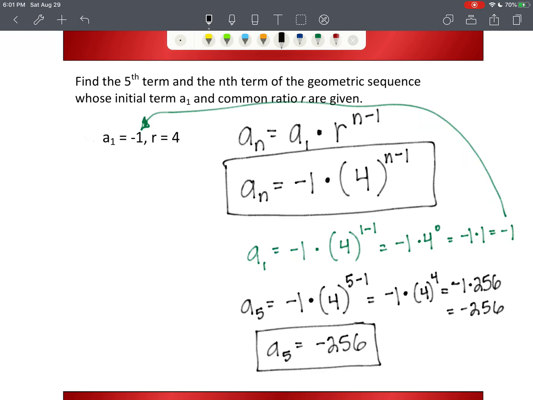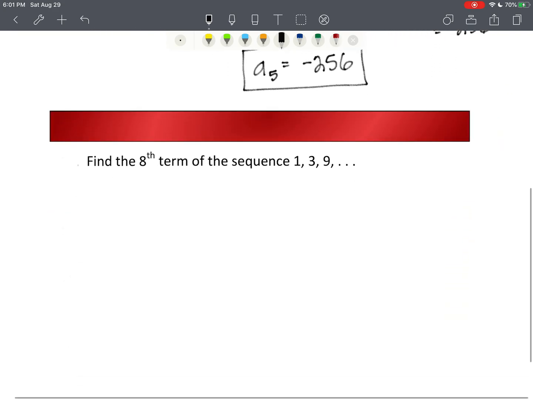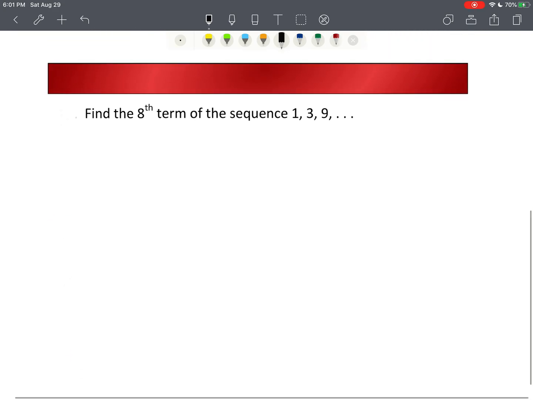And that's how you write the formula and then use the formula to find a specific term. So let's see how far you can get on this next problem. Find the 8th term of the sequence 1, 3, 9, and we want to find the 8th term. We're going to try and do this with formulas, so see if you can write the formula for the nth term and then use it. If you're still a little stuck, I'm going to go through this problem. You can hang out with me.